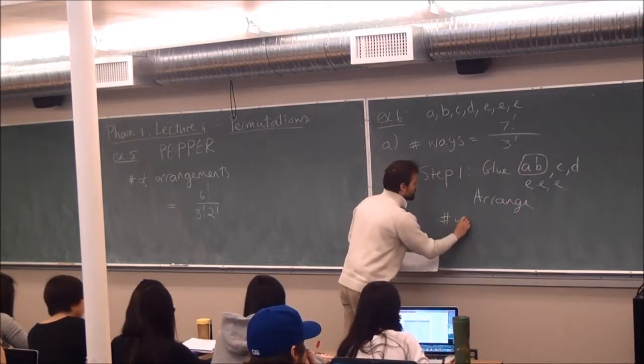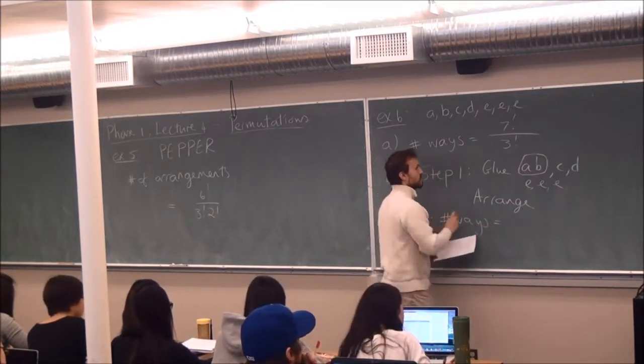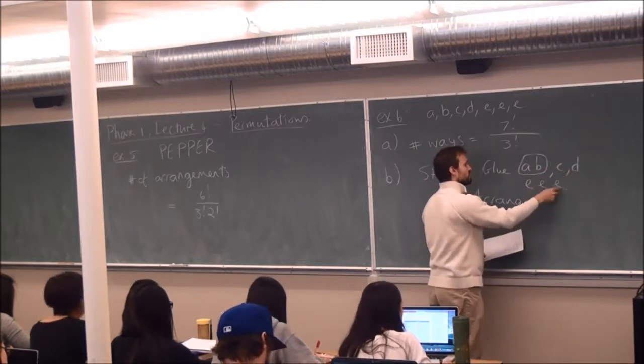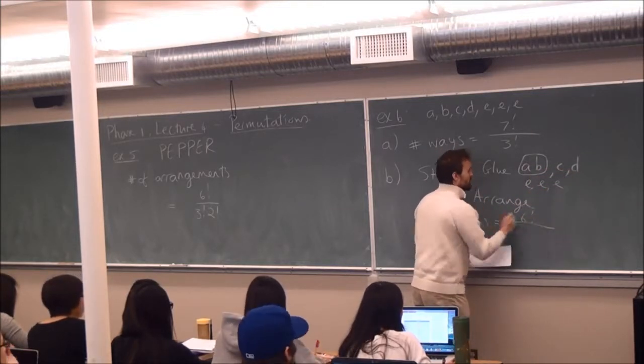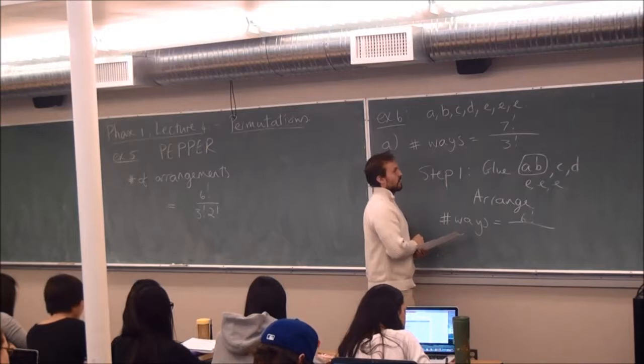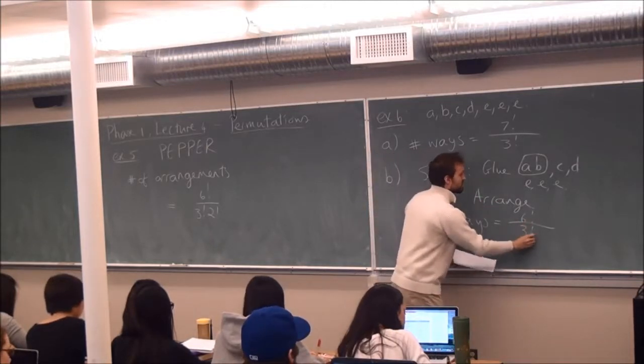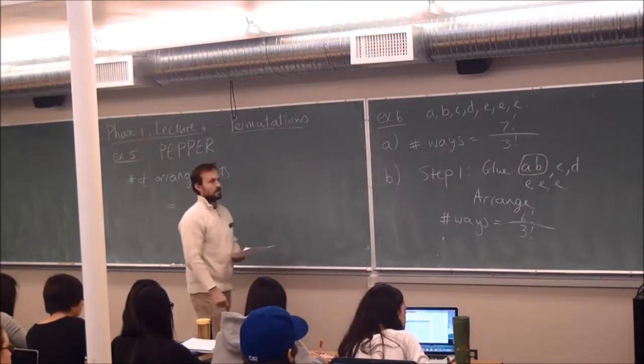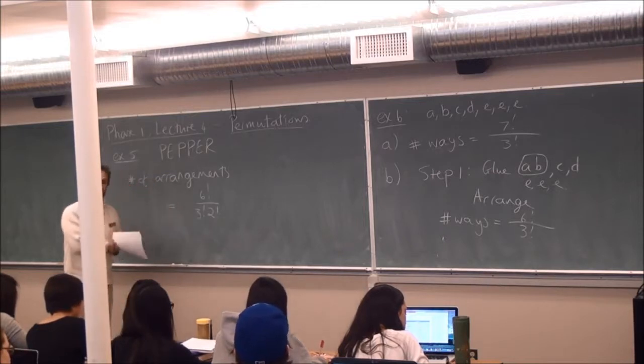So how many ways can I do that? Well, now I have 1, 2, 3, 4, 5, 6 letters. So 6 factorial, and 3 of them are still identical. What about the A and B? Do you arrange those two? Well, that's just step one.